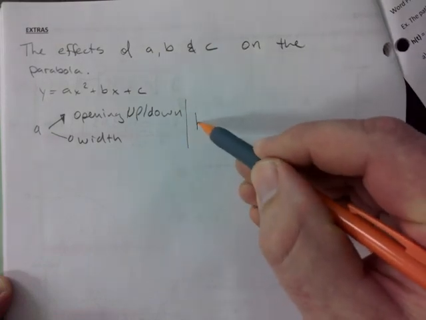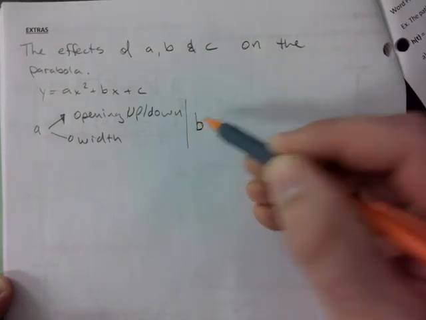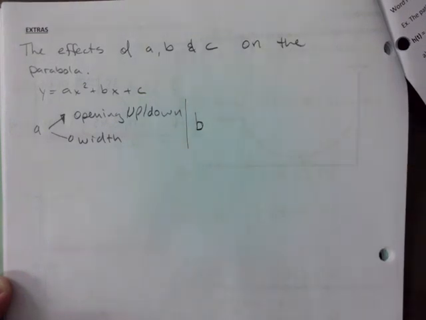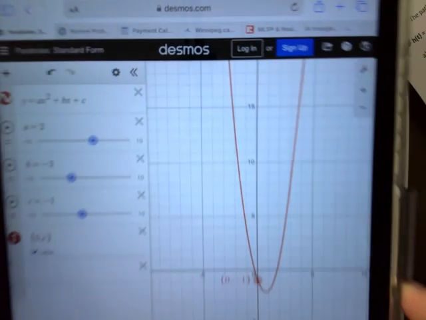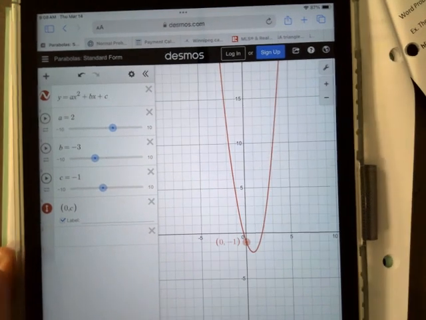If you change B, how is that going to change? How is that going to affect my graph? Okay, so before I tell you, I want to show you. I'm using my iPad, that way it's on the video. So let's, for a minute, just look at this curve here.